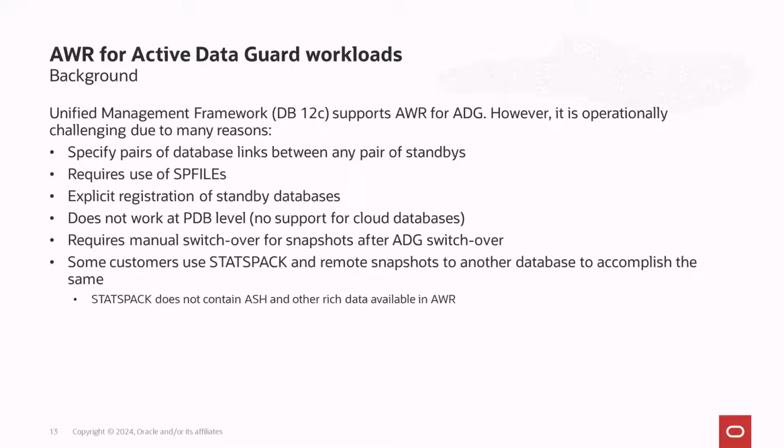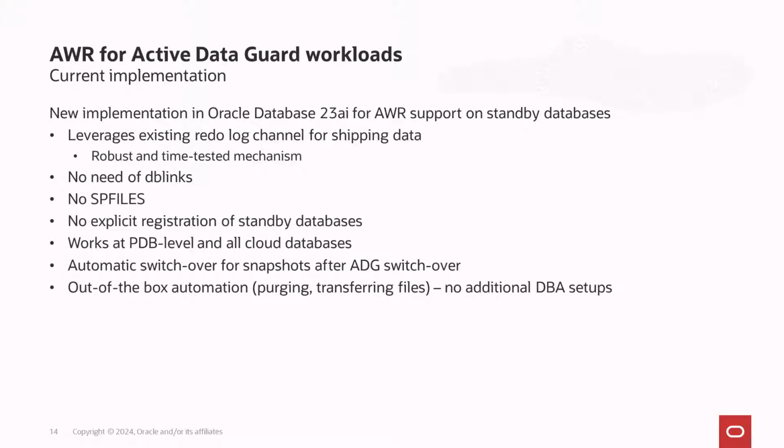Before Oracle 23 AI, managing AWR in ADG environments involved significant operational complexities. It required configuring bidirectional database links, SP files, and manual intervention to switch AWR snapshots each time an ADG switchover occurred, adding considerable overhead. With Oracle Database 23 AI, we have simplified this process through a new implementation that automates configuration by leveraging the existing redo log channel. This eliminates the need for database links during failovers, and it's enabled by default for easy integration.